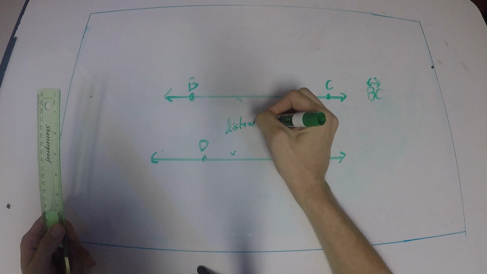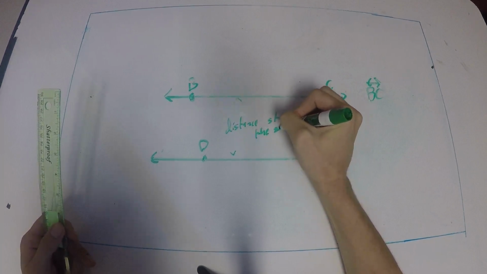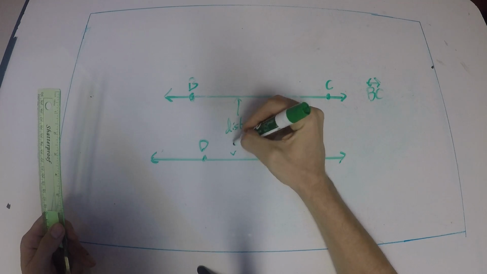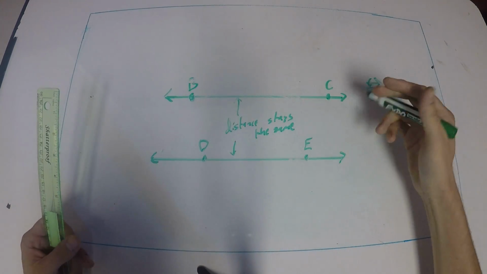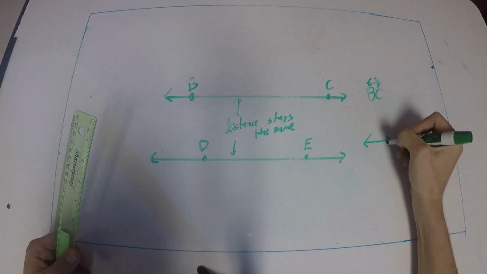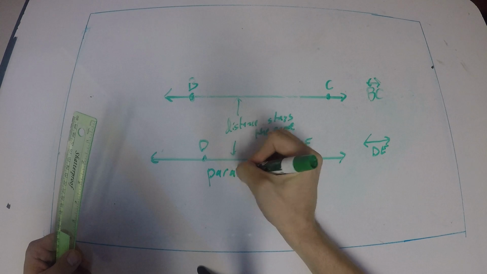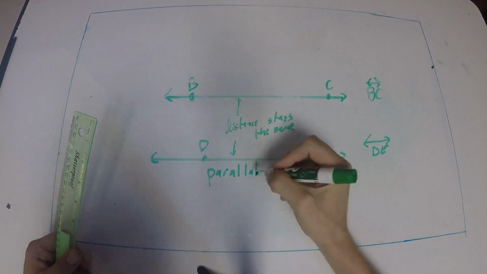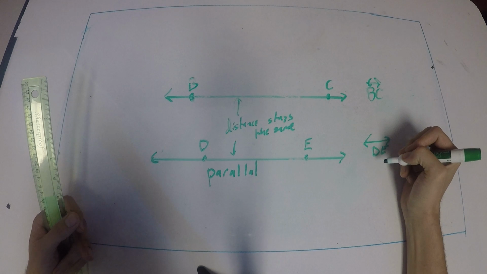Distance stays the same. This is important. We can get that idea. These are called parallel lines. They never touch. They kind of go the exact same way. So we've got line BC, we've got line DE, and we will write those. They are parallel lines. Hopefully I spelled that right.